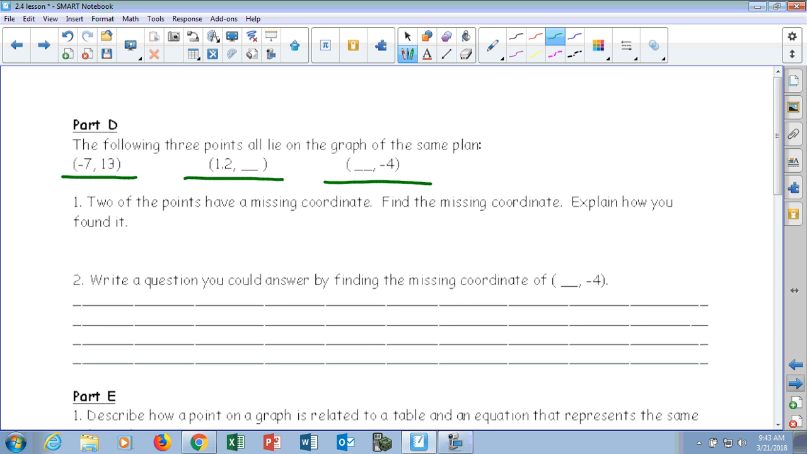We can look at our table, and what are you going to look for in your table? Did I say plane? Oh. Yeah, I can't remember what I said. I might have said plane or plan. Yeah.